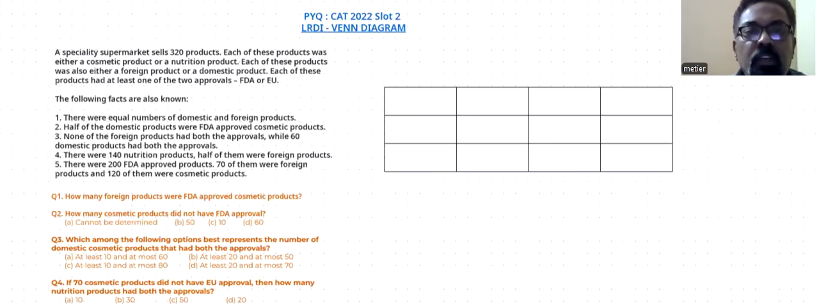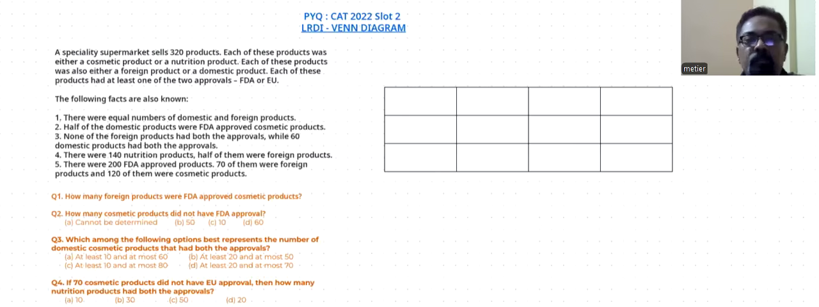Now, each of these products was either cosmetic or nutrition, 2 parameters. Each of these products was also either foreign or domestic, another 2 parameters. Now check it. A cosmetic product may come under domestic as well as under foreign products. Same for a nutrition product. It can be foreign or domestic, right?